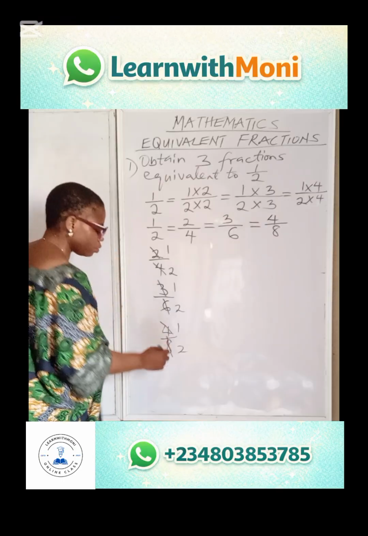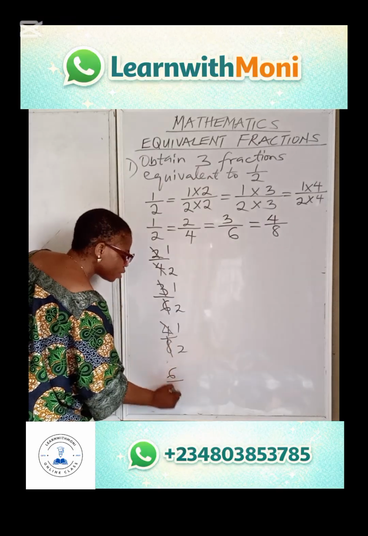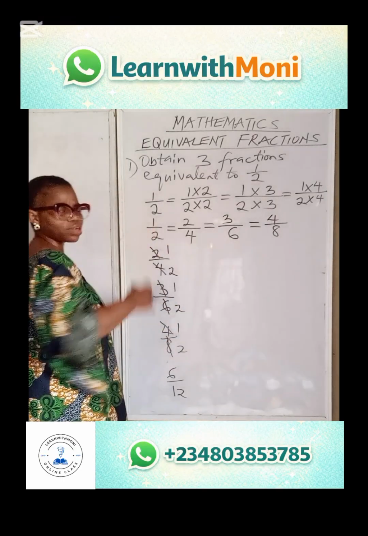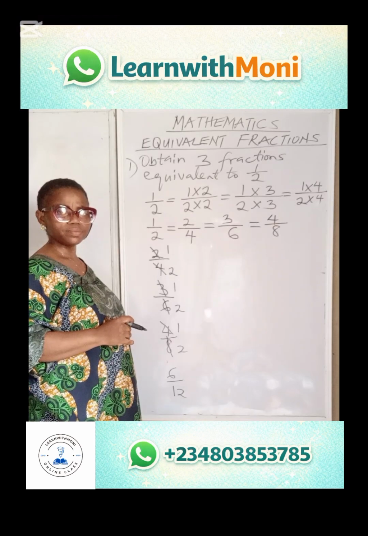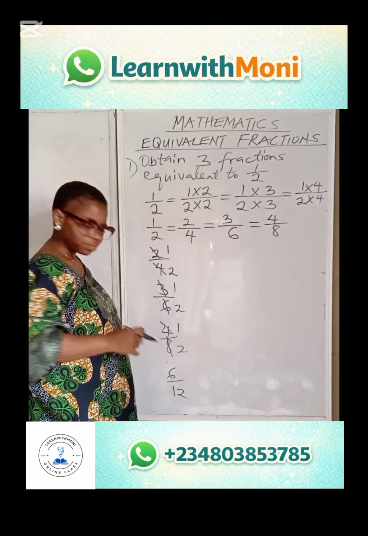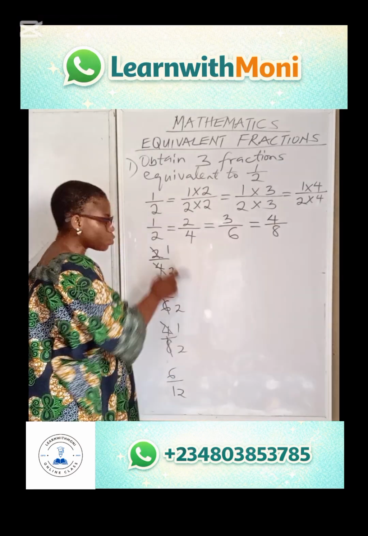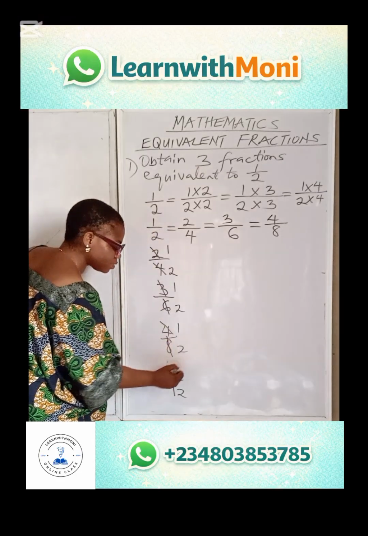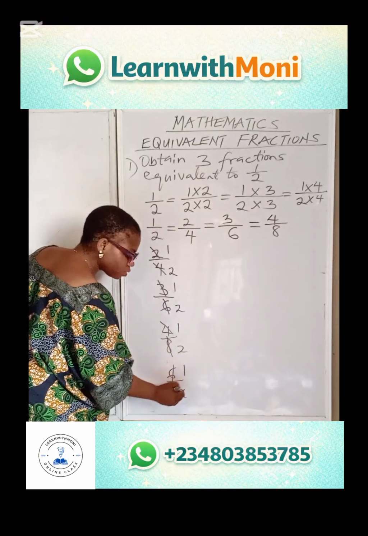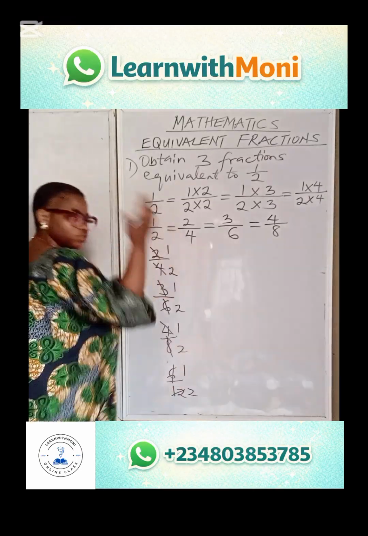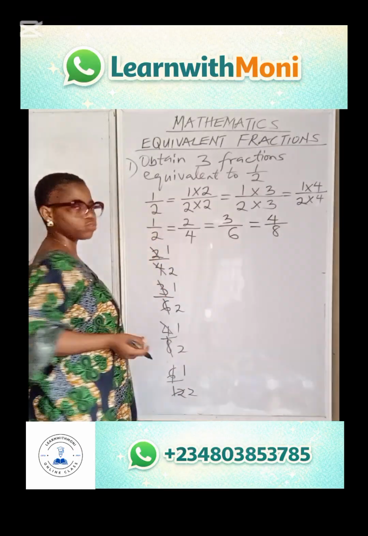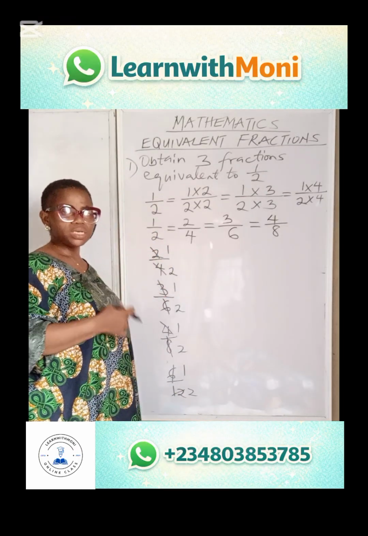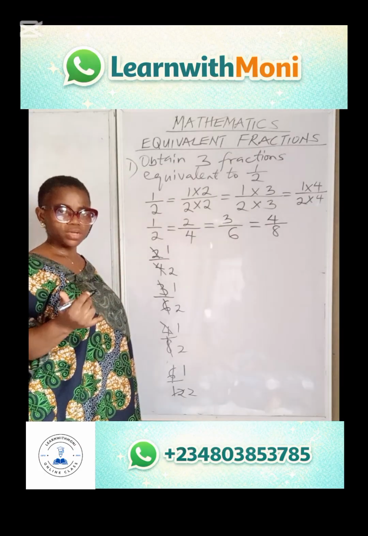I want to ask you, is 6 over 12 an equivalent fraction of 1 over 2? Think about it. Is 6 over 12 equivalent to 1 over 2? Let us find out. 6 divides 6 once. 6 divides 12 twice. So 6 over 12 is also equal to 1 over 2. So they are all equivalent fractions.